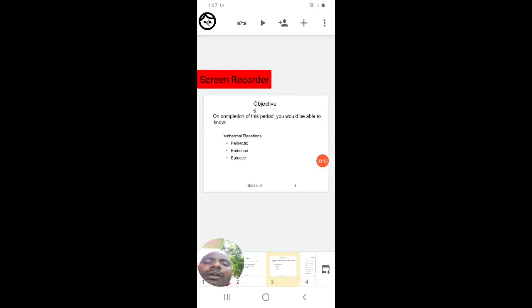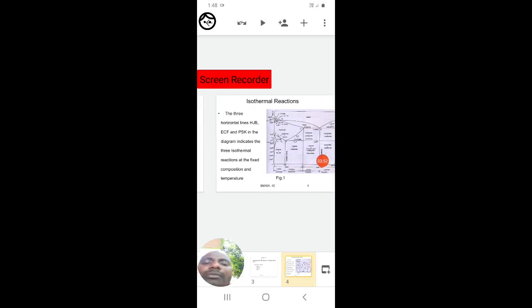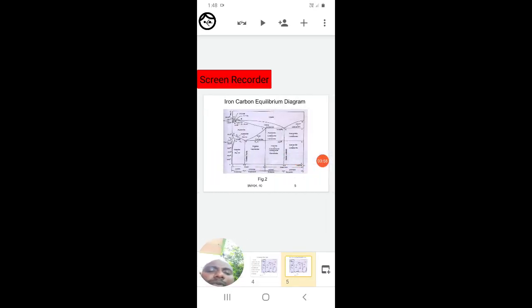Today's objective: on completion of this period, you would be able to understand and know the isothermal reactions. Isothermal means at constant temperature, T is equal to C. At constant temperature there are three reactions: the peritectic reaction, the eutectoid reaction, and the eutectic reaction. These are the three invariant reactions in the iron carbon equilibrium diagram. This is the iron carbon equilibrium diagram.